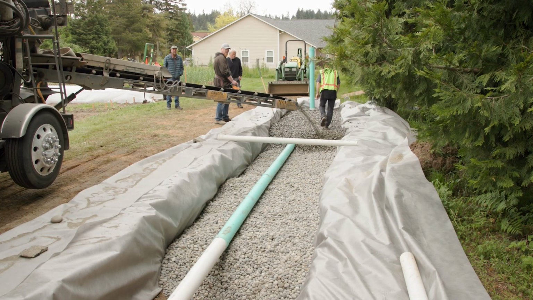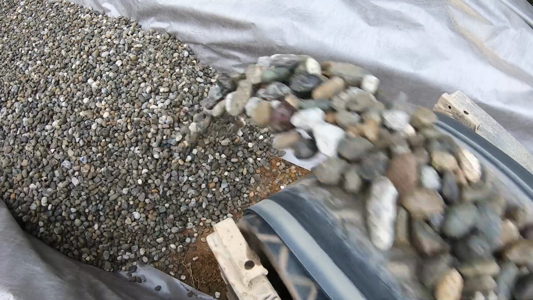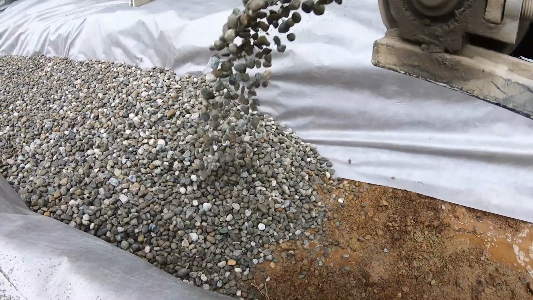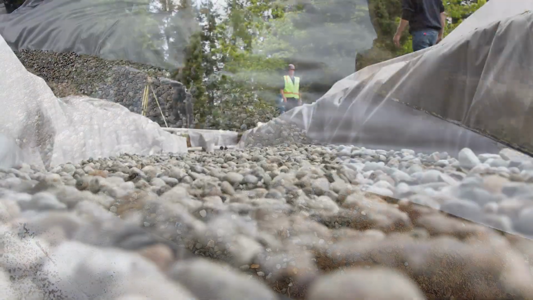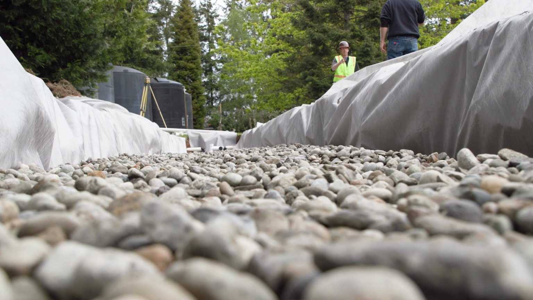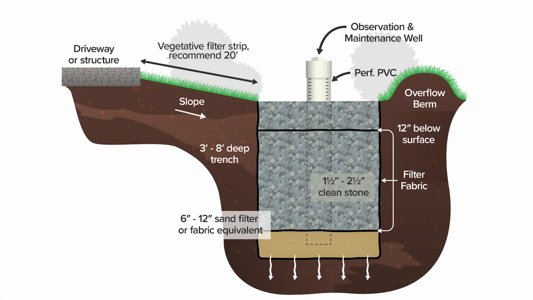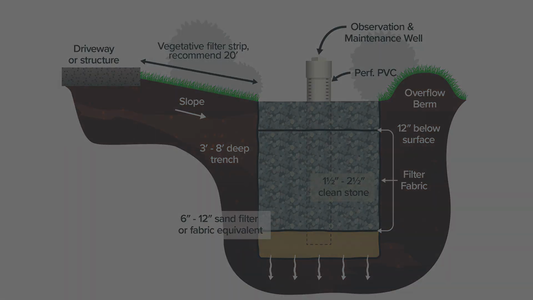Gravel-based systems are stone-filled excavations situated over well-draining soil that use the empty spaces between the stones to act as a temporary reservoir for stormwater as it soaks into the surrounding soil. They can be open at the surface or buried. French drains, dry wells, and curtain drains are all types of gravel-based systems.